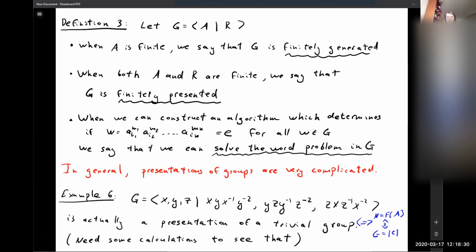So this is true for this example. However, in order to see that, you need some lengthy computation. You need to show that this N must contain everything, and that's not a very easy job. So in general, these groups defined in terms of generators and relations are much easier to define than to work with. That's the whole moral of the story.